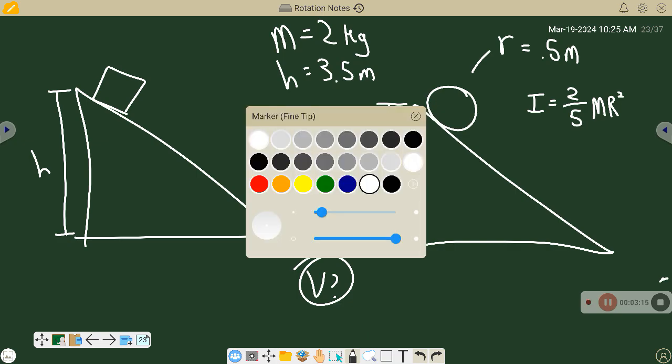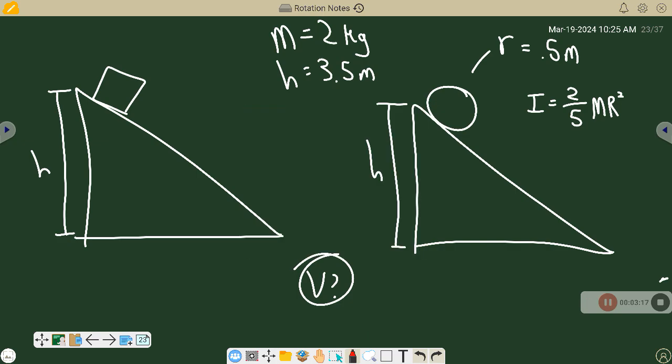So at the top of our ramp over here on the left, what type of energy does our box have? It's going to have gravitational potential energy. What kind of energy is it going to have at the bottom of the ramp? Kinetic energy. But now we've got to be more specific. What type of kinetic energy? Well, it's not rotating, right? So it's just going to be translational kinetic energy. It is moving from one spot to another.